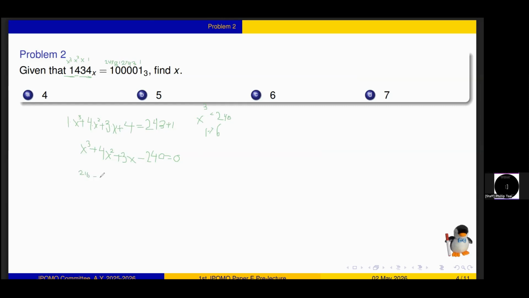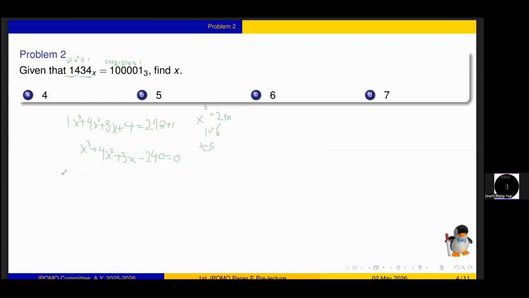Yes, 216 plus 4 times 36, which is 144, plus 3 times 6, which is 18. Now this value is too large. We already know this because 216 plus 144 is already greater than 240. So we're going to try 5 instead, x equals 5 instead.